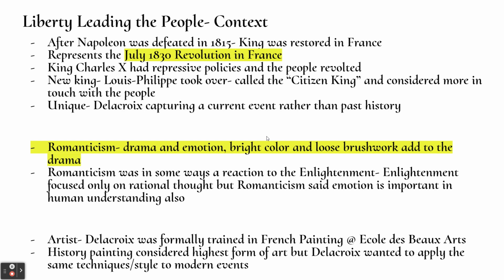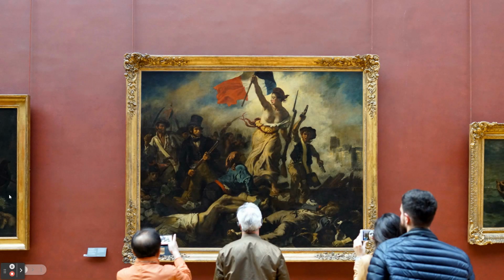So go ahead and pause here to finish writing stuff down, and then we'll move on to describing what's in the painting. I put this picture in. Here's the painting hanging in the gallery today, just so you can see it's a very large painting, typical of how history paintings were done.